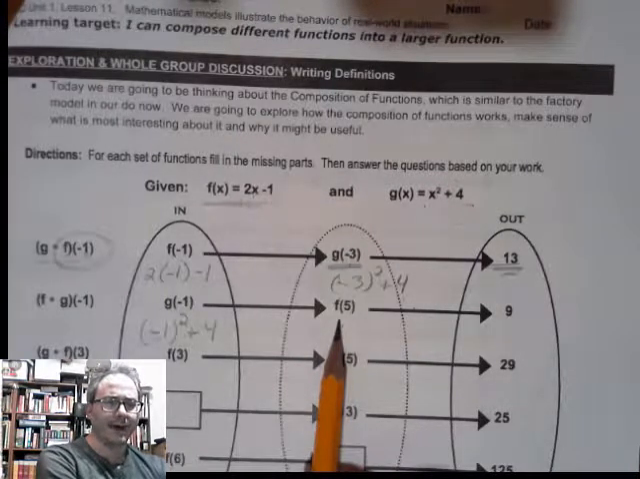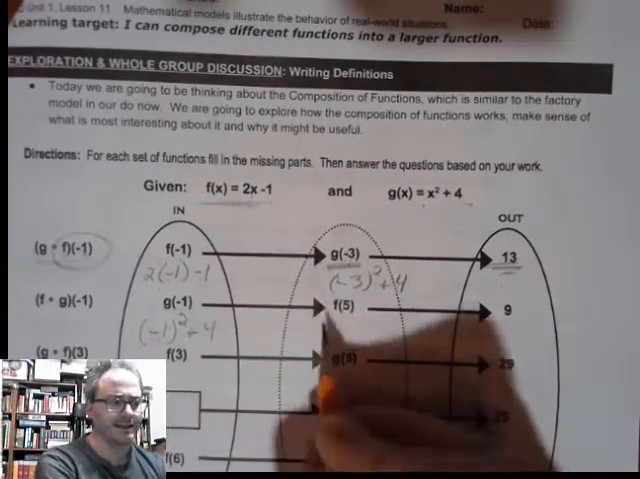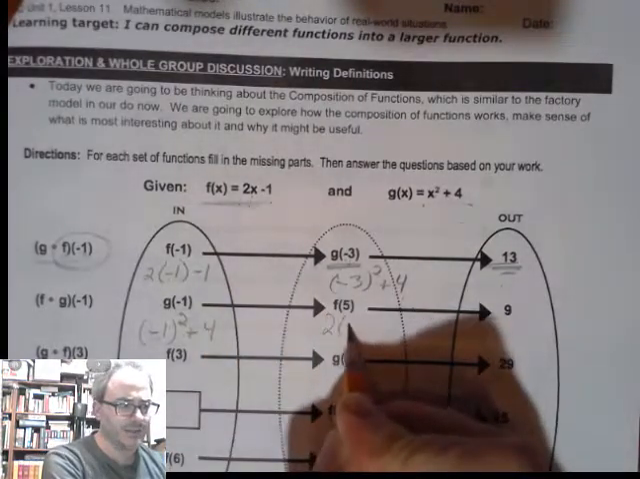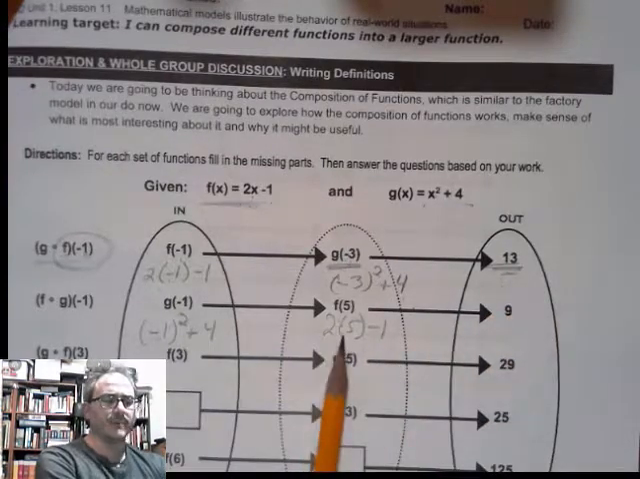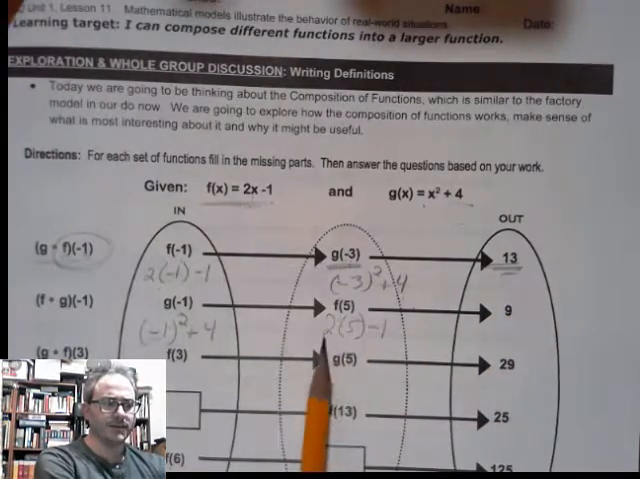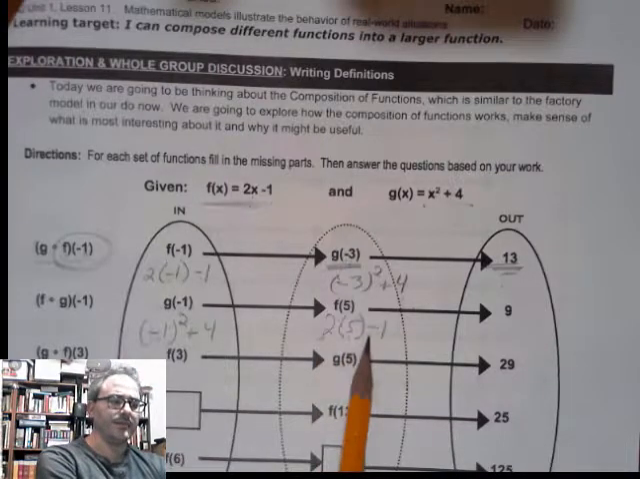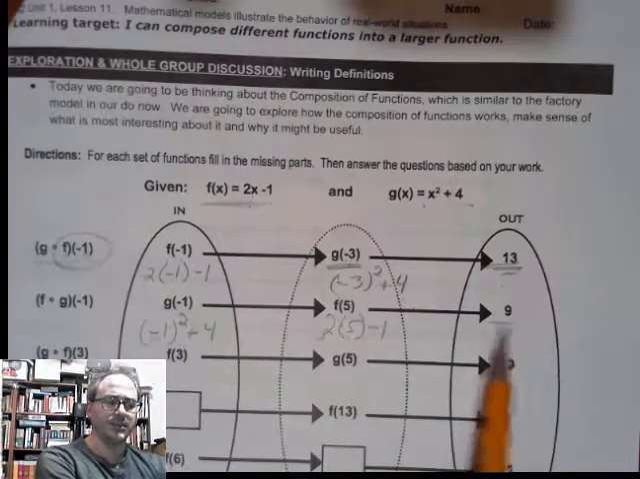I've got to plug 5 into my f of x. So it's 2 times 5, instead of the x, minus 1. 2 times 5 is 10. Use your calculator if you don't know these things. And then 10 minus 1 is 9, just like we have here.